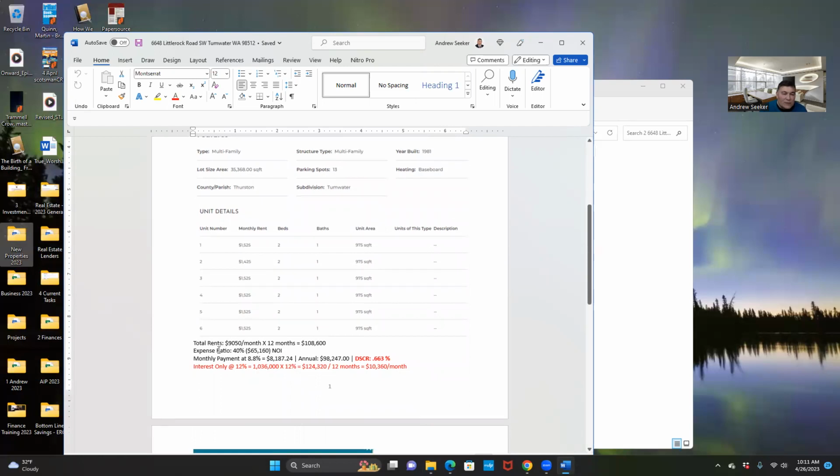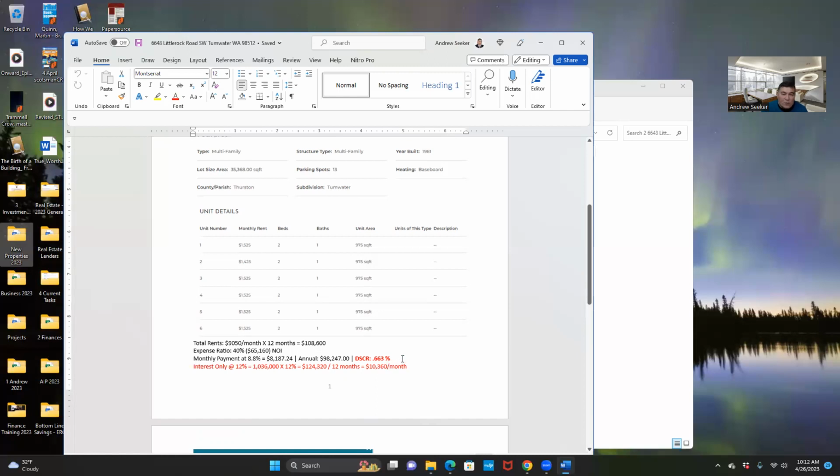If I take the total rents of $9,050 a month times 12 months, I'm making $108,600. I'm using a 40% expense ratio in this one. That gives me a $65,160 NOI. I used 8.8%. This was taken back in February or March this year, so I used a little bit of a higher interest rate, and I came out with monthly payments of $8,187 and an annual of $98,247. The debt service coverage ratio, according to my calculator, is 0.663.